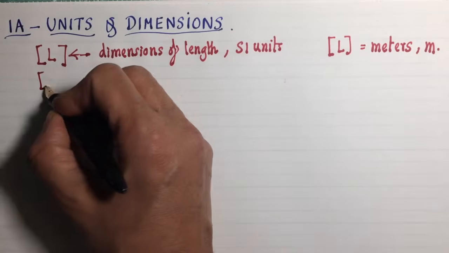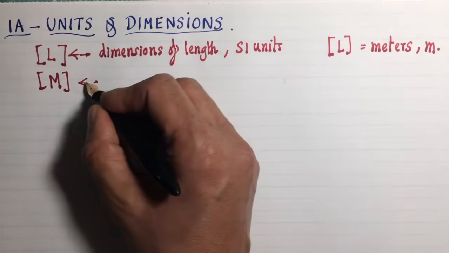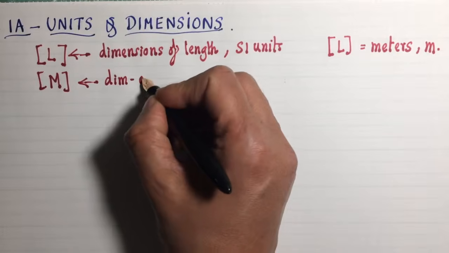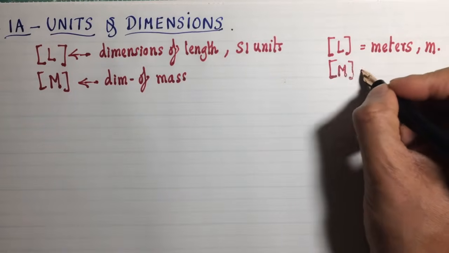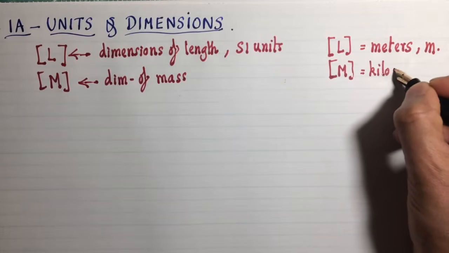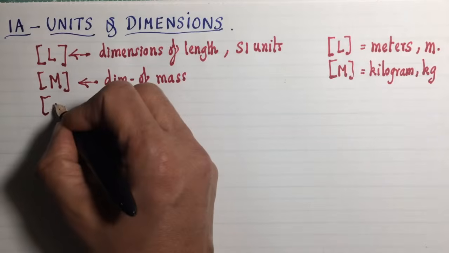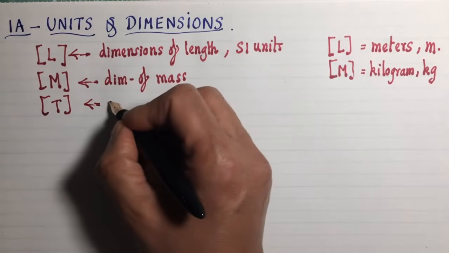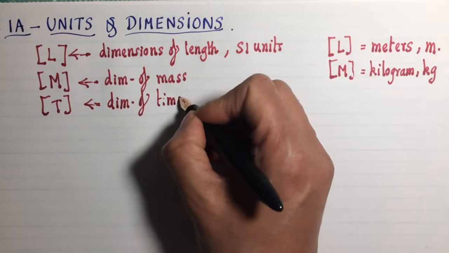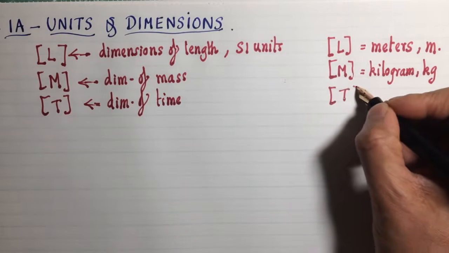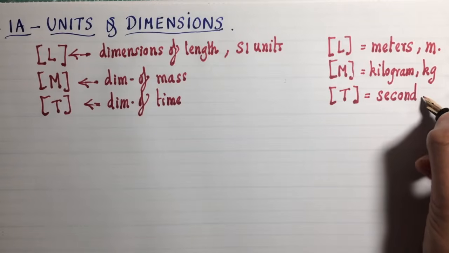Similarly, the dimensions of mass are written like that. And the SI units for mass is kilogram, written kg. And finally, the unit t is the dimensions of time. And it's defined as seconds.